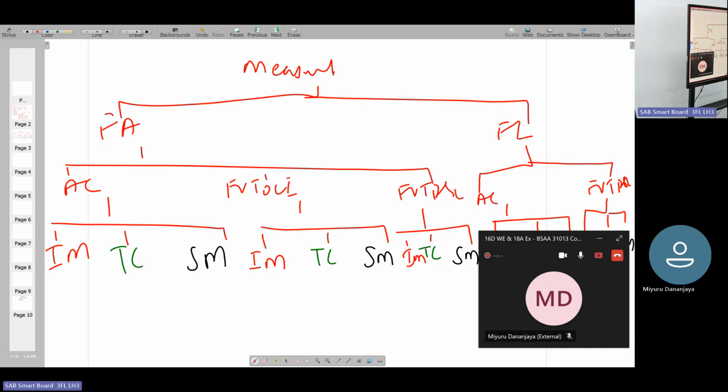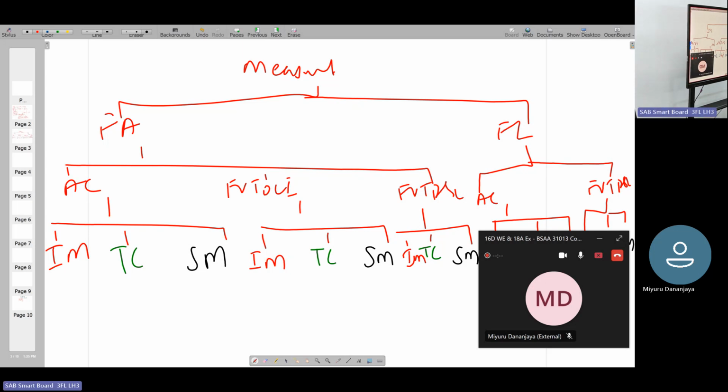EIR, interest expense should be recognized at EIR. Interest expense should be charged to P&L. Interest income should also be charged to P&L, as well as interest expense. Right? Okay.